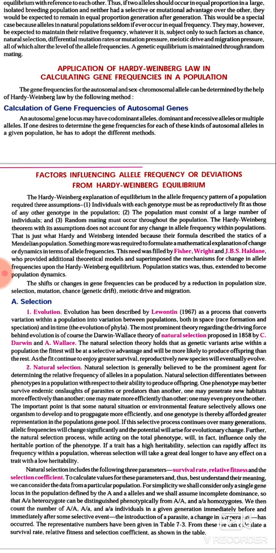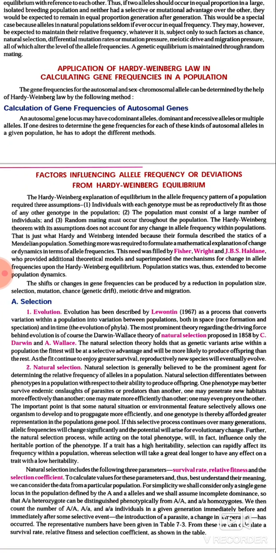Second is natural selection. Natural selection is generally believed to be the prominent agent for determining the relative frequency of alleles in a population. Natural selection differentiates between phenotypes in a population with respect to their ability to produce offspring. One phenotype may better survive endemic onslaughts of parasites or predators than another. One may penetrate new habitats more effectively than another. One may be more efficient than another.